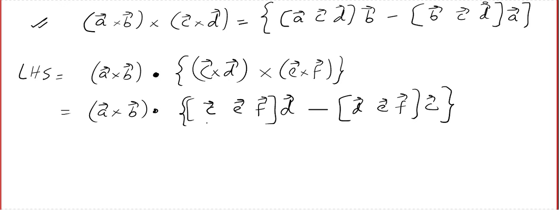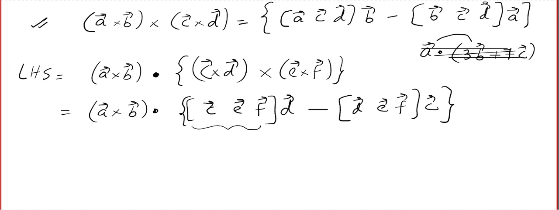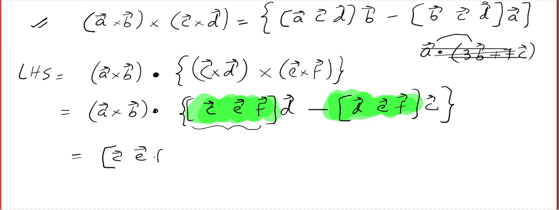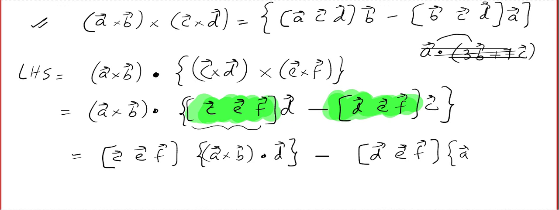Now look at this. I told you this is a number. Come on, how do you evaluate A dot 3B plus 7C? Very simple, right? You distribute this. Now can you see this is a number? Look, this is a scalar, this is a number. So when you distribute, we keep the number cross B dot D minus, we keep the number A cross B dot C.